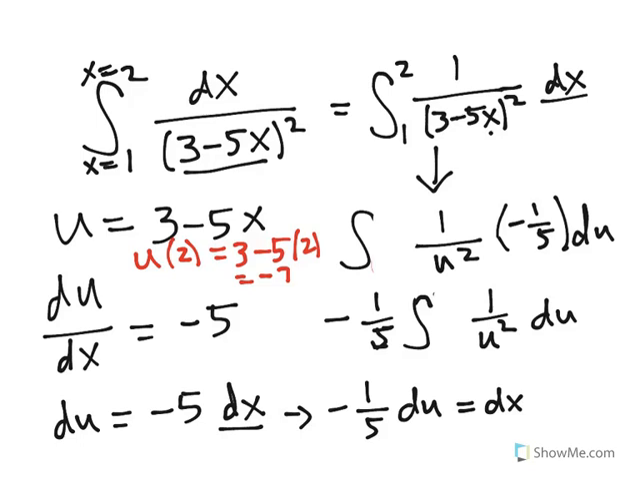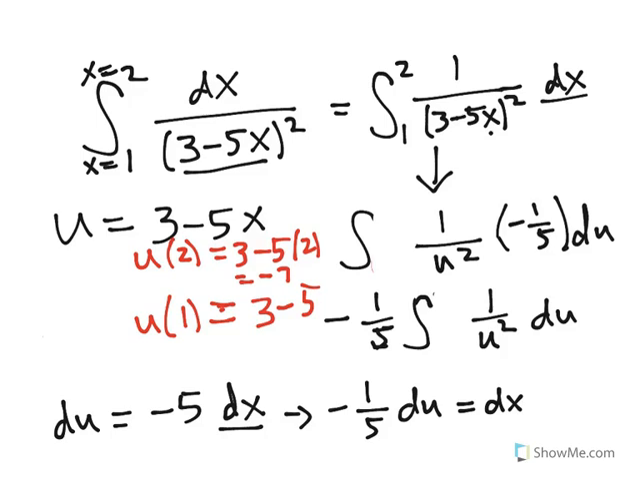And go ahead and do the same thing and create a little space here. Go ahead and do the same thing when x is 1. So what is u of 1? Basically, we're going to replace the lower bound and the upper bound that used to be x values with their respective u values. When you plug in x equals 1, you're going to get 3 minus 5, so -2. And so really, u then is going from -2 to -7, okay?